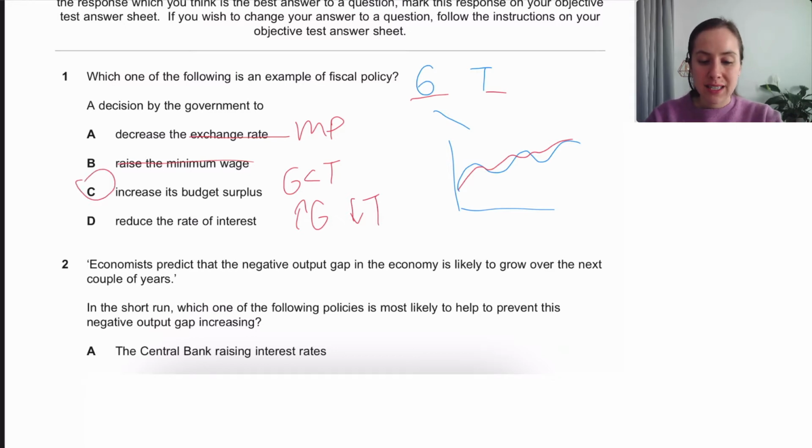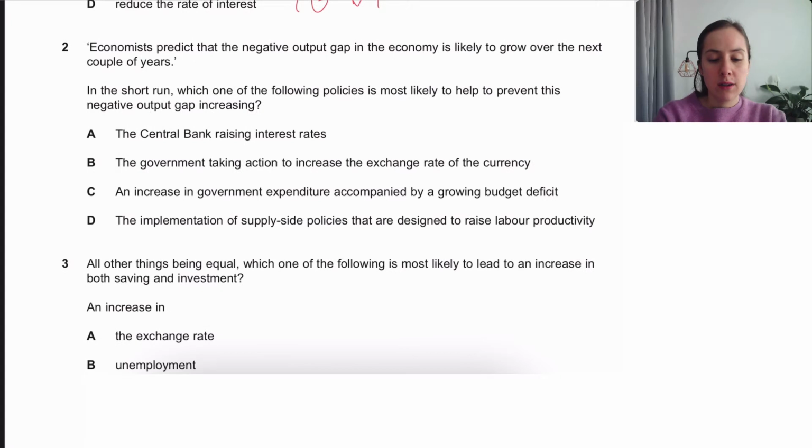Economists predict that a negative output gap, aka kind of a recession, is likely to grow over the next couple of years. In the short run, which of the following policies is most likely to help prevent this negative output gap from increasing? Prevent it increasing is preventing a recession getting worse. So we're looking for something that helps the economy, right? We need to help boost the economy.